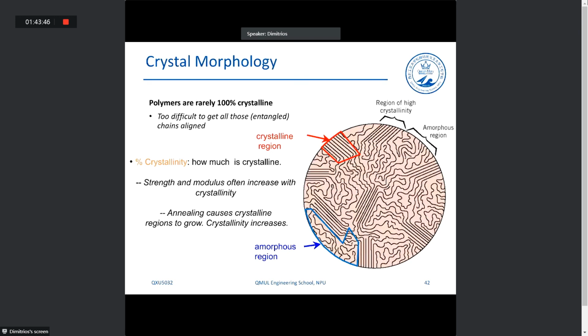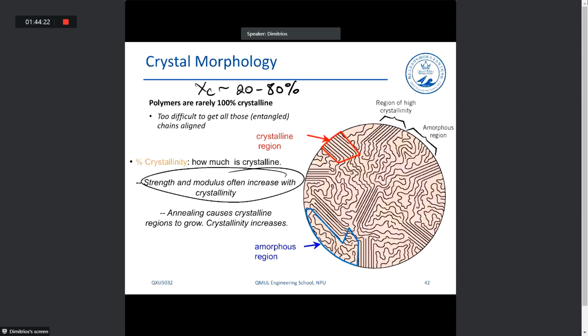Yeah, this is the crystalline morphology. Polymers are rarely 100% crystalline because, as you realize, we have huge, very long polymer chains. It's almost impossible to get all those chains aligned. Okay, it's a very, very difficult process, and that's why we said that the crystallinities in general are between 20 and 80%. Yeah, we talked about that. Strength and modulus often increase with crystallinity.